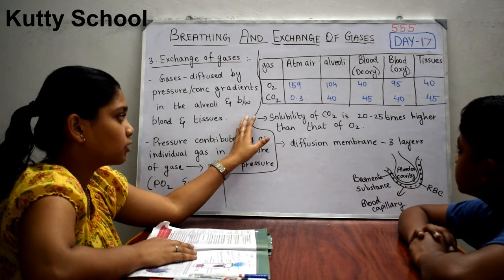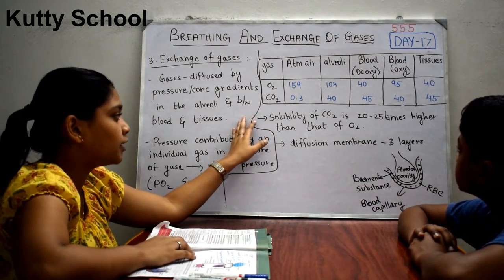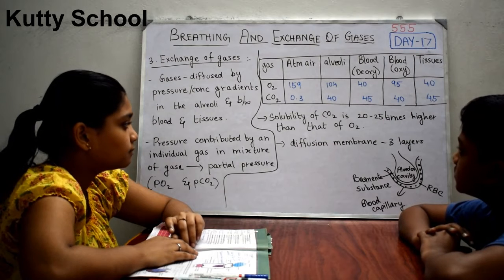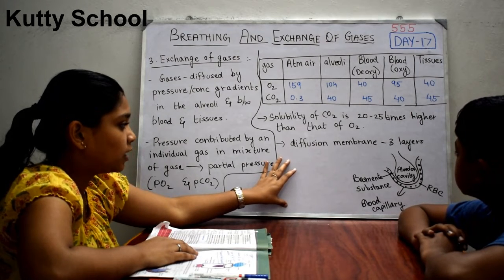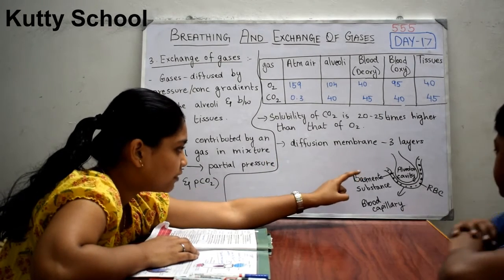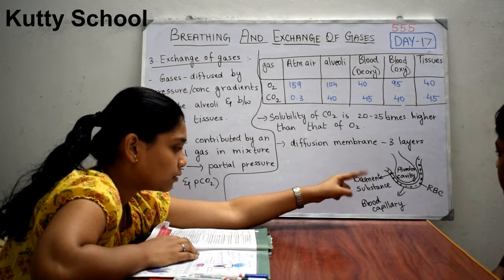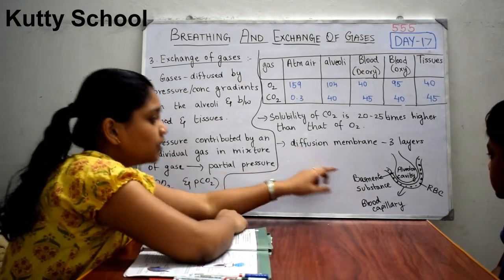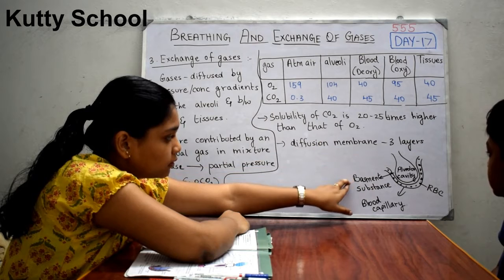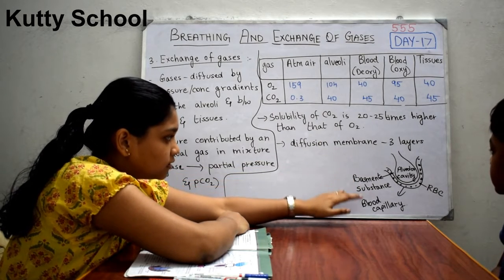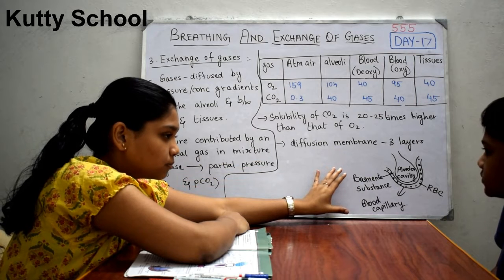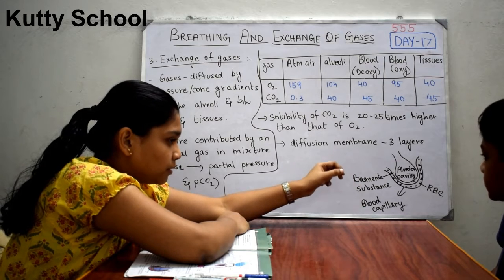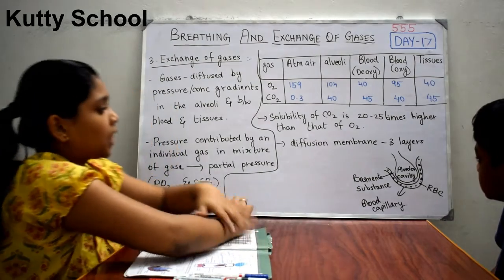The solubility of carbon dioxide is 20 to 25 times higher than that of oxygen, so carbon dioxide diffuses more easily than oxygen. The diffusion membrane in our alveoli has 3 layers. The first is the alveolar cavity, which is the thin endothelium of the alveoli. Then the starting layer of the blood capillary, and in between, the basement membrane. These 3 form the diffusion membrane in our lungs, where the gas diffuses. In the blood capillary there will be a number of RBCs to carry the gases.